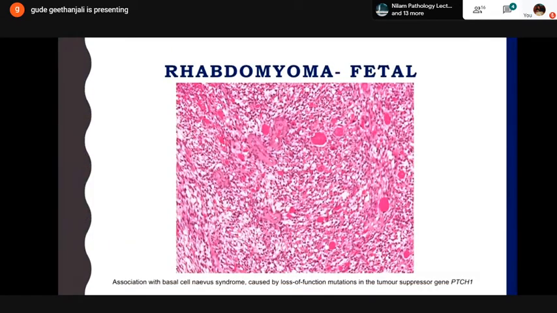So next is the fetal rhabdomyoma. These rhabdomyomas are very rare entities when compared to rhabdomyosarcomas.